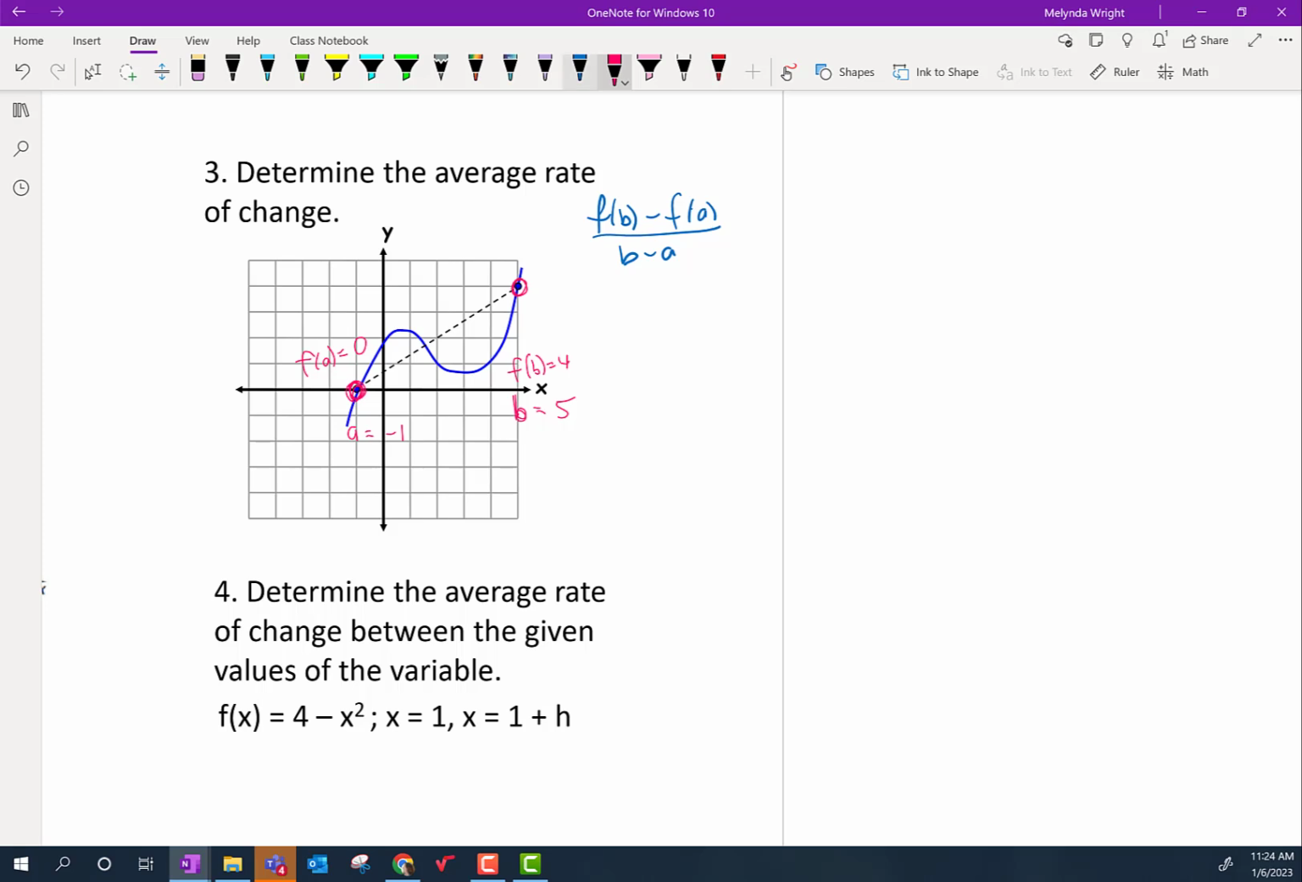So now that we know those numbers, we're just going to sub it into the formula. So it's going to be 4 minus 0 over 5 minus a negative 1.